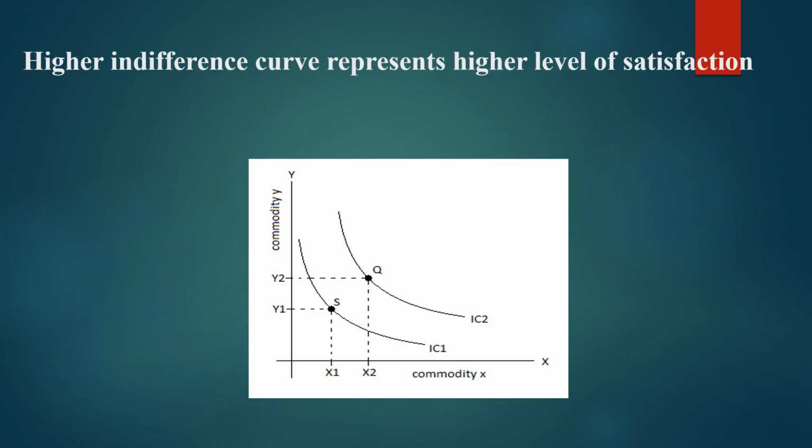And a higher indifference curve will give a higher level of satisfaction. You see here points S and Q. IC1 is the lower indifference curve, IC2 is the higher indifference curve. S and Q are the equilibrium points. You see point Q is giving more satisfaction than point S.